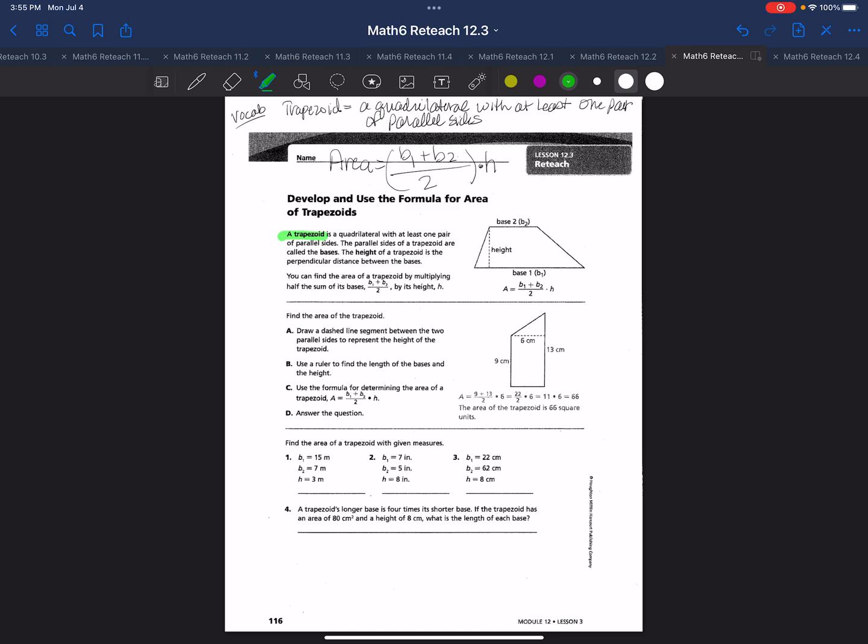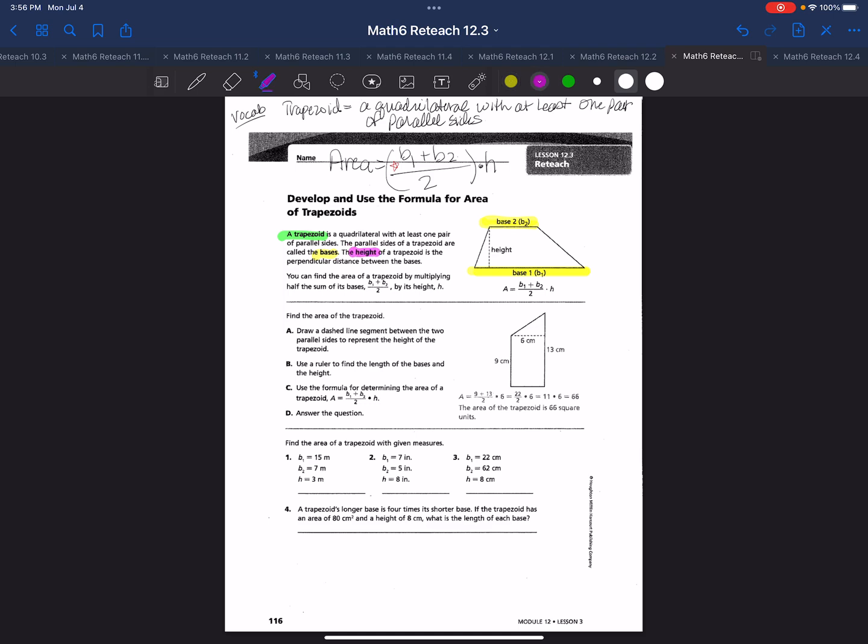So the parallel sides of a trapezoid are called the bases. Here we have the parallel bases. We have base 1 here and we have base 2. Because the definition of a trapezoid has it with at least one pair of parallel sides, these are the parallel sides and they're both called base. That's what the B1 and B2 in the formula stand for. And then you have the height.